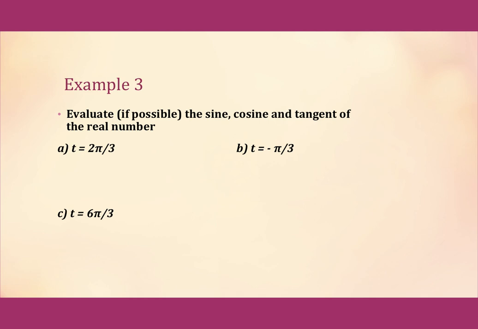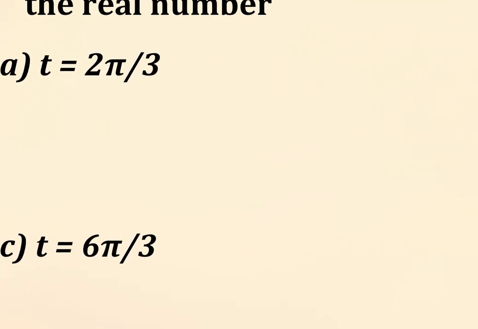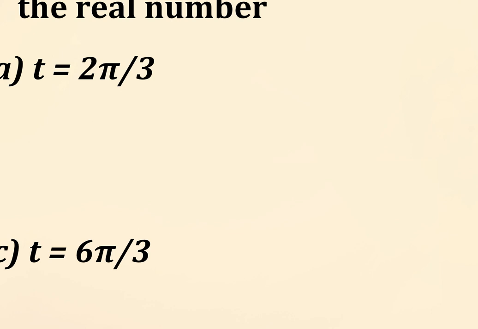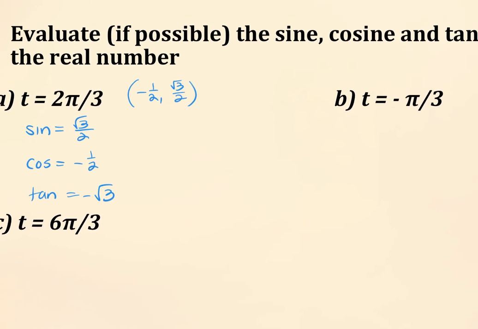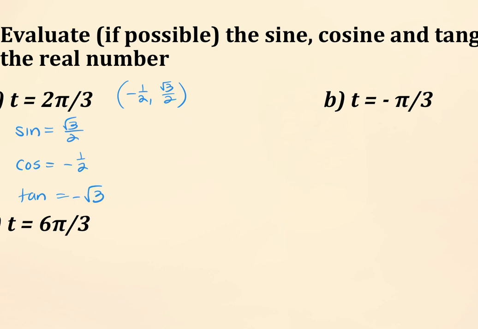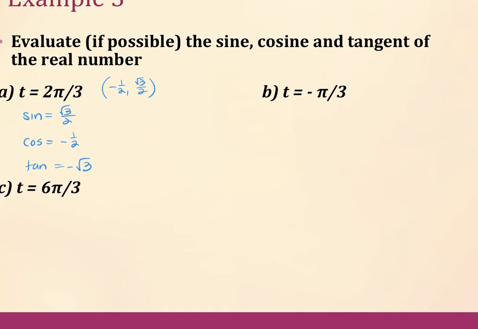All right, so now we're going to go to the actual trig functions one step further. Evaluate if possible the sine, cosine, and tangent of the real number. So we just said our coordinate point for 2π/3 was negative 1/2 and root 3 over 2, which means our sine is the y, root 3 over 2. Our cosine is the x, negative 1/2. And the tangent, it's a π/3 in the second quadrant, so it's negative root 3. Questions on that one?